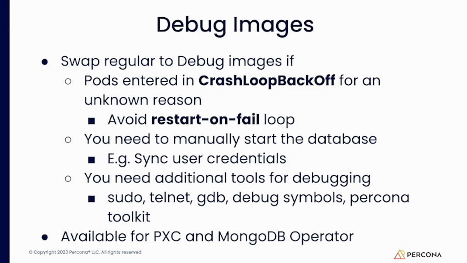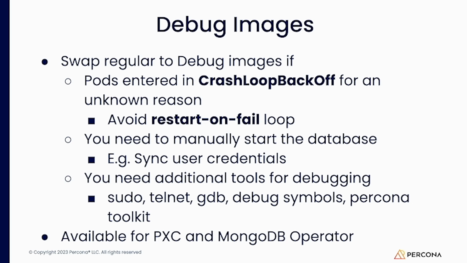So as I say, this avoids the restart on fail loop. You need to manually start the database. As I say, this is a clear example: there is a mismatch between the secret files and the database password. To avoid the probe failure, you swap to the debug image, you manually start the database, you access the database as root, and then you change the operator password, right? Then you shut down, switch to the regular images, and then start the cluster again.